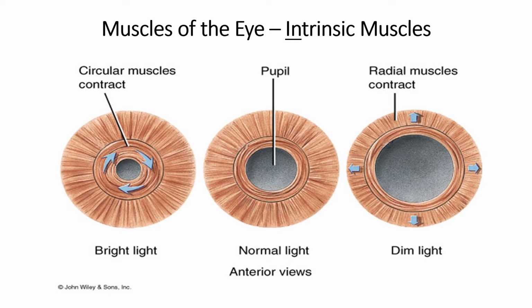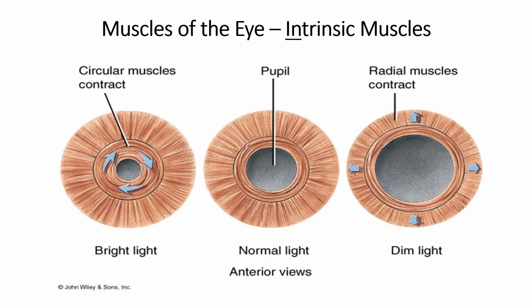In the middle of the iris, there's a black spot, and that's actually an opening. That is an opening that allows light to pass back to the retina, and that opening is known as the pupil. So in really bright light, the circular muscles, which are in the middle, are going to contract, and they're going to restrict the size of the pupil. So they're going to constrict the pupil.